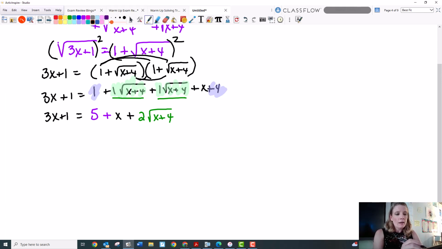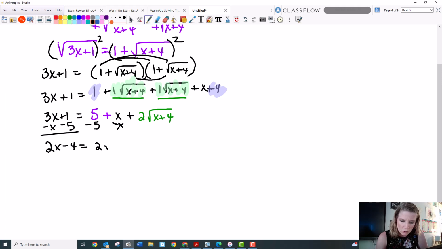Okay, now that I've got one of my square roots gone, I'm going to get the other square root by itself. So I'm going to move everything to the other side. So minus 5 minus x. So that gives me 2x minus 4 equals 2 square root of x plus 4. And I'm going to get this one by itself. Now, I could divide by 2 here because those numbers are even and it will work out nicely.